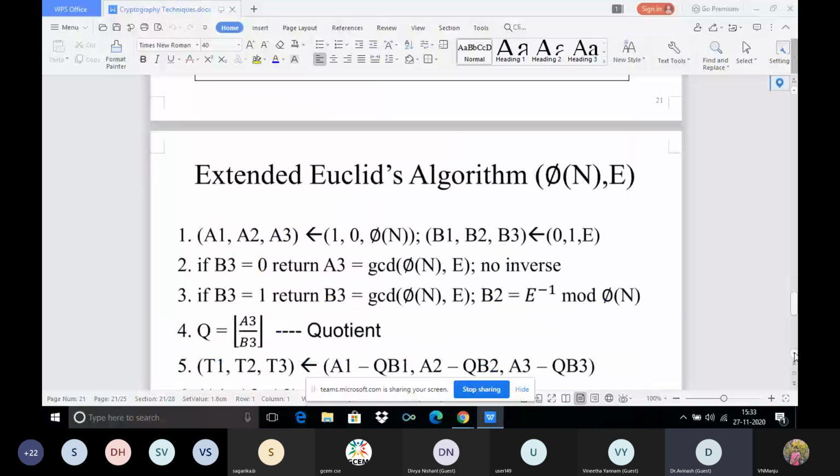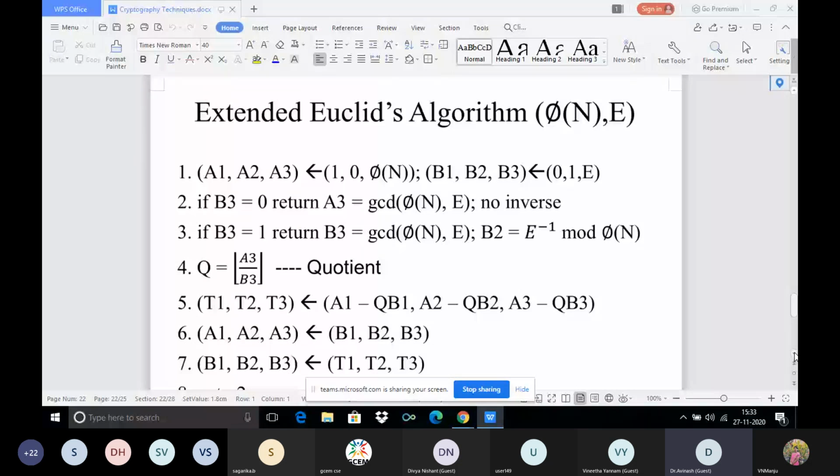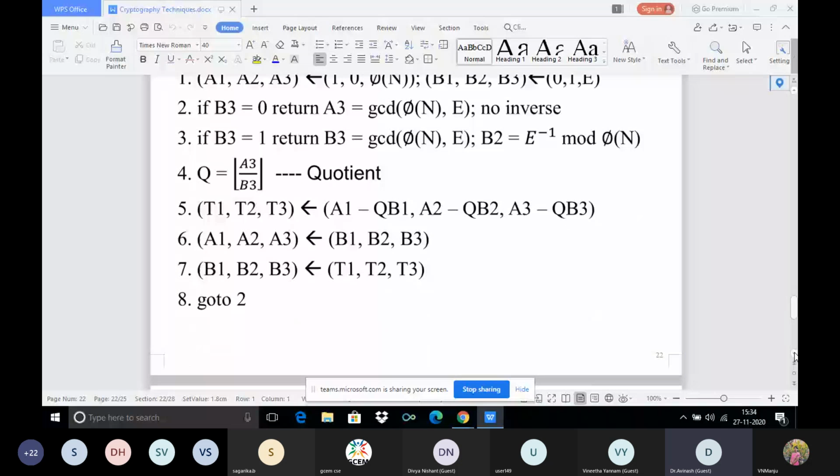This is another important algorithm, a cryptography technique algorithm, and here it is explained to you. We generate the three numbers A1, A2 and A3, and B1, B2 and B3, such that these numbers form a set. Then when B3 is 0, we can generate A3 with the help of the greatest common divisor, and again we can generate B3. These are the various steps we have to follow.